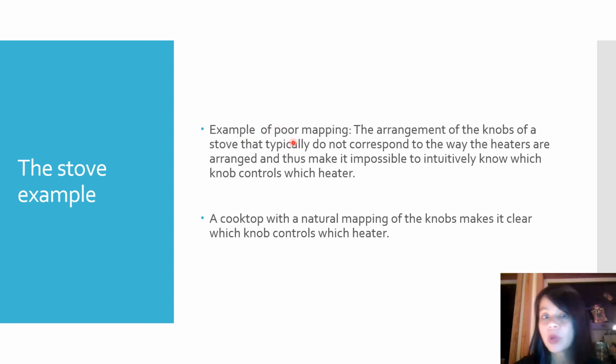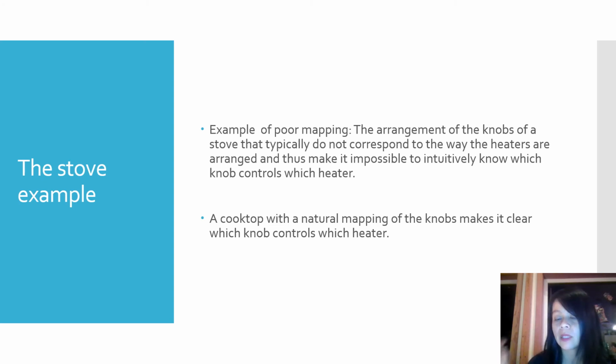So an example of poor mapping, when the mapping isn't good, is if the arrangement of knobs on a stove doesn't correspond to the way the stove heaters or rings are arranged. So it makes it very difficult to know intuitively which knob controls which heater. You have to always read it or check it to make sure it's working. So good mapping with natural mapping would make it clear which knob controls which heater, right? So you need to have good mapping so that the user doesn't need to think and check and read. They could just intuitively click the right one that makes sense, right?